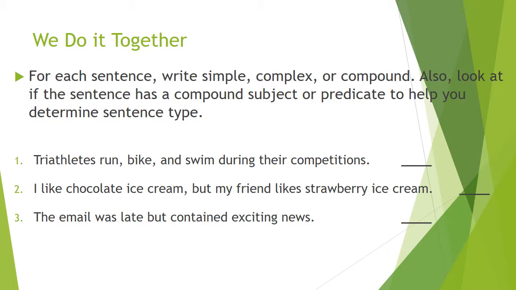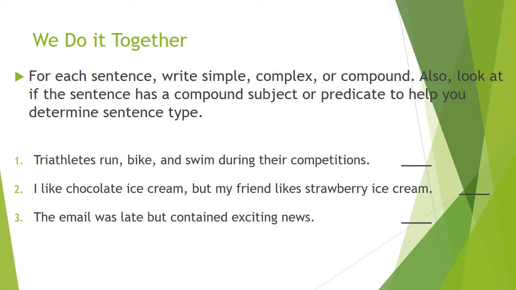Here we go. Number 1. Triathletes run, bike, and swim during their competitions. This is a simple sentence. However, it has a compound predicate. Do not be confused that it says run, bike, and swim. These are simply 3 actions the triathletes are doing during their competition. However, it has one subject with a compound predicate that combine together one complete thought. This is a simple sentence.